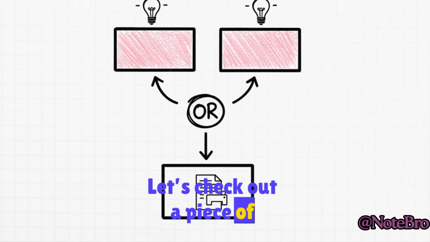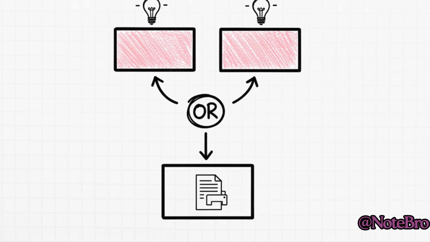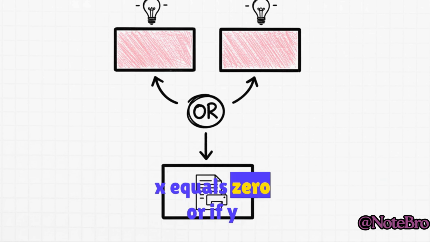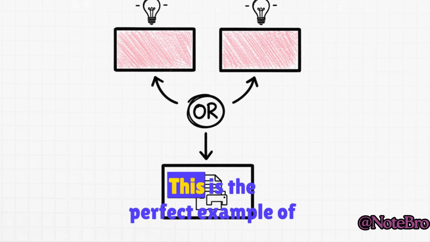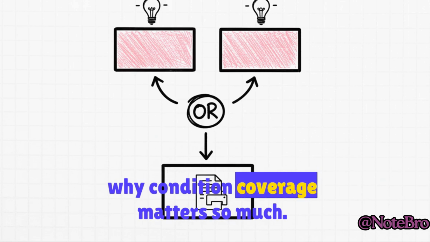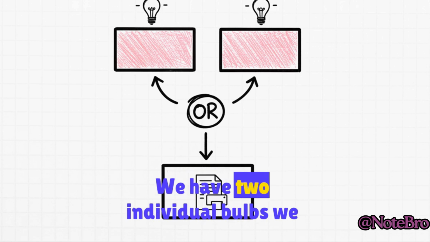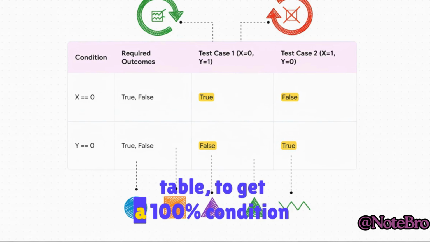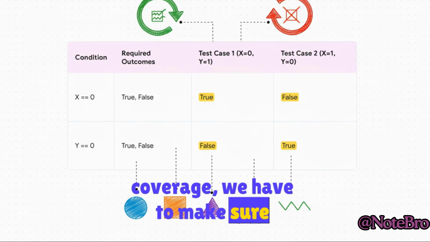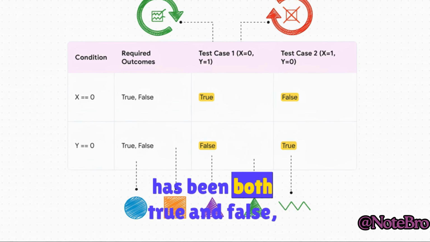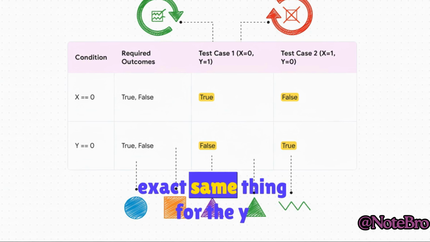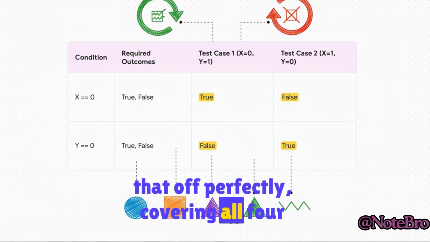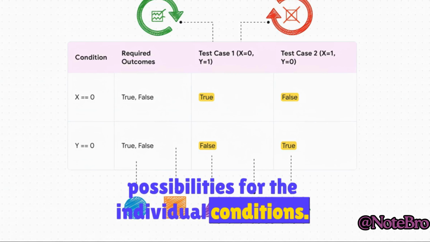Let's check out a piece of code with what we call a compound condition. See that or in there? The whole decision is true if x equals 0 or if y equals 0. This is the perfect example of why condition coverage matters so much. We have two individual bulbs we need to test here. So if you look at this table, to get 100% condition coverage, we have to make sure that the x equals 0 part has been both true and false. And we have to do the exact same thing for the y equals 0 part. Our two test cases here pull that off perfectly, covering all four possibilities for the individual conditions.